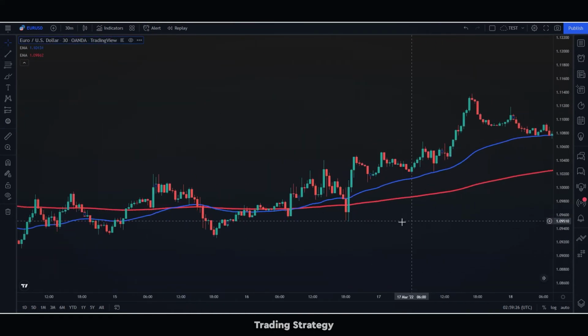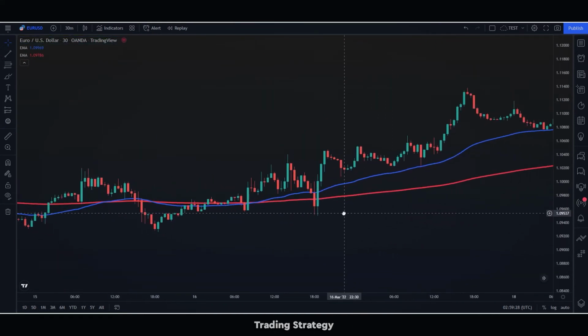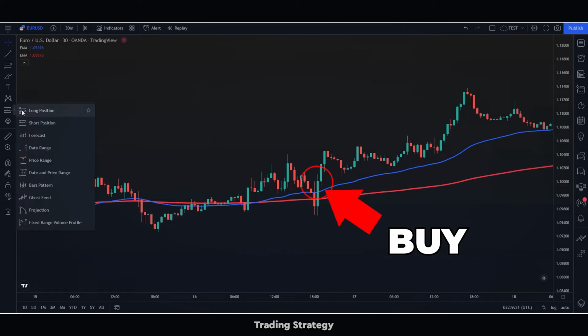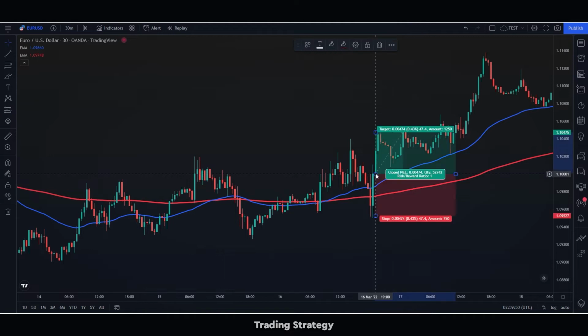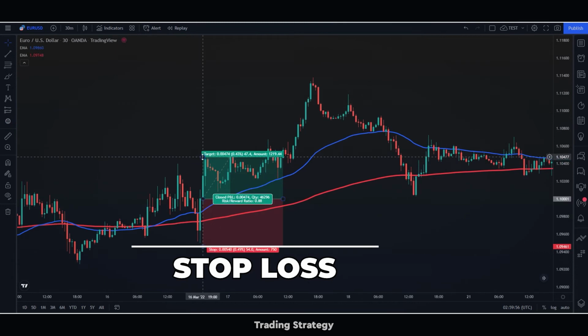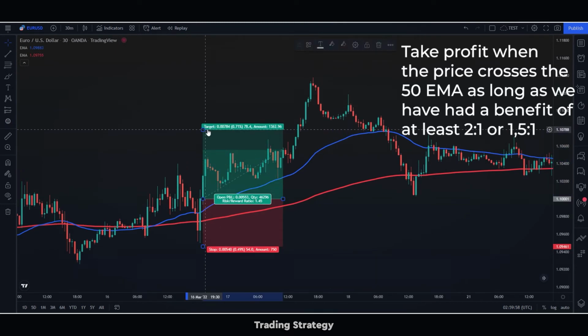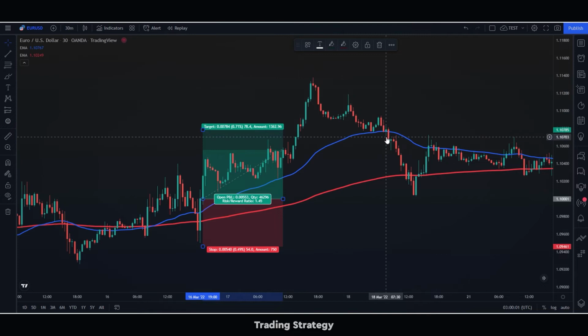We will open a buy trade when the price crosses the 50 EMA from below to above. We will place the stop loss below the last high-low, and we will wait to put the take profit when the price crosses the 50 EMA downwards. As long as we have had a benefit of at least 2:1, that is, we win twice what we risk.